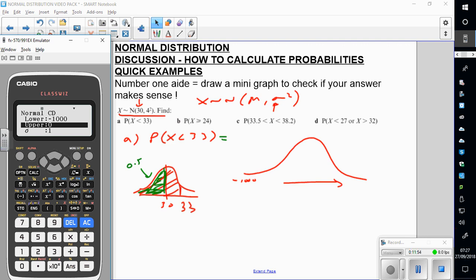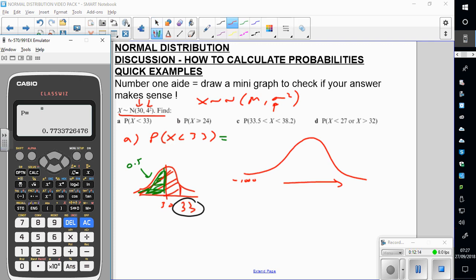So our upper is the value that we're looking for, which is 33. Okay, so 33. Our standard deviation, as we said, is 4, because remember 4 squared is the variance, so 4 is your standard deviation, and your mean is 30. So done, and then press equals, and there we go, there's our probability. So 0.773 if we do it to 3 sig fig. And that makes sense, that much of the curve has been covered, that much area. It's above 0.5, and you can see there's a gap on the right.